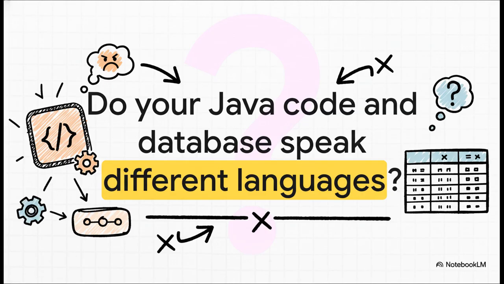You spend all this time crafting these beautiful, intricate objects in your code, right? But then, your database just wants to talk in simple rows and columns. It's like a total communication breakdown.